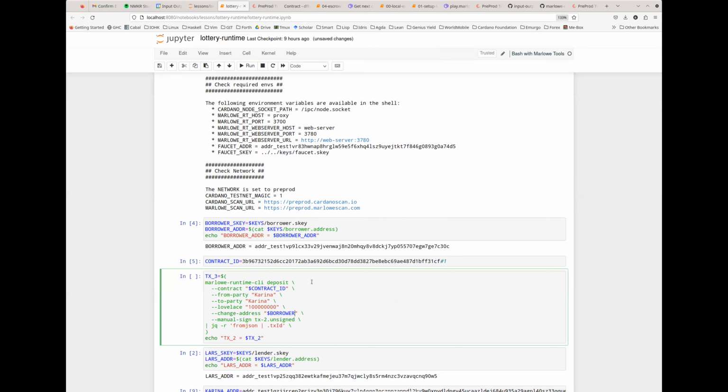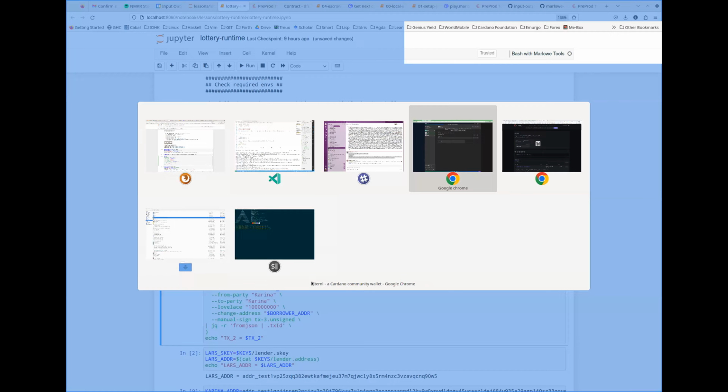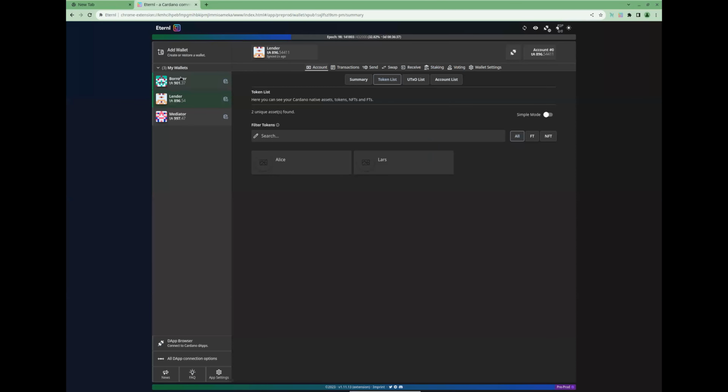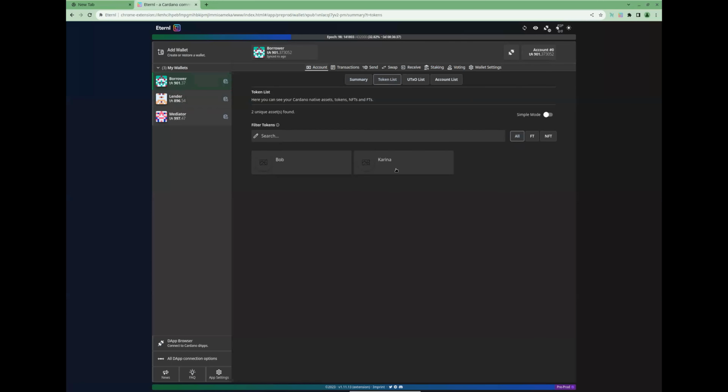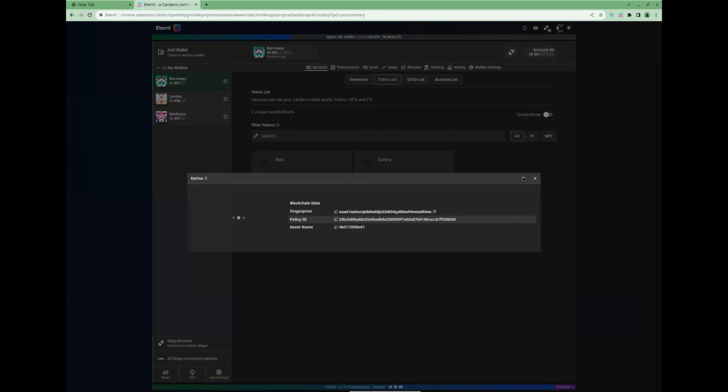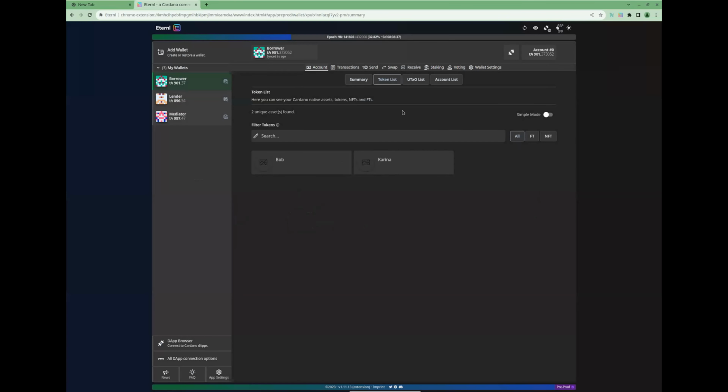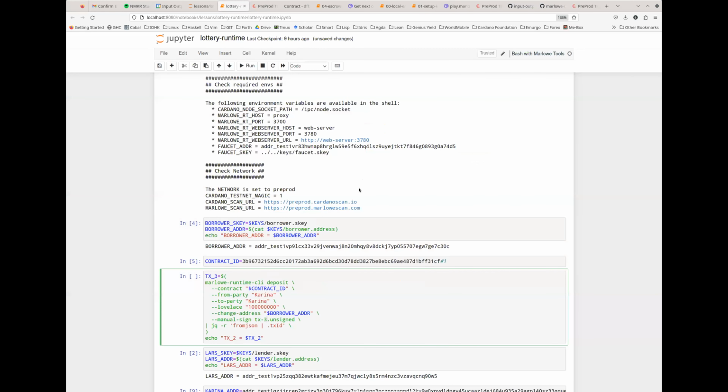I think I really sent the NFT. You did send it? Yes, I see. Sent. So this is this address. And let's see, token list. Yes, I have the Karina NFT in my wallet.